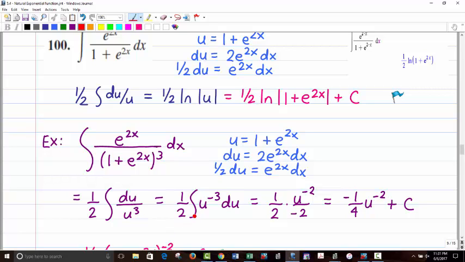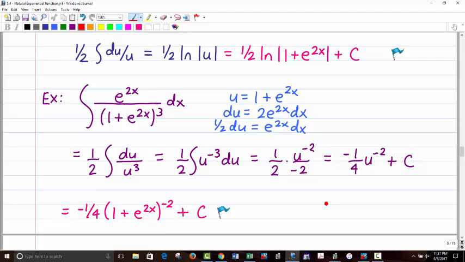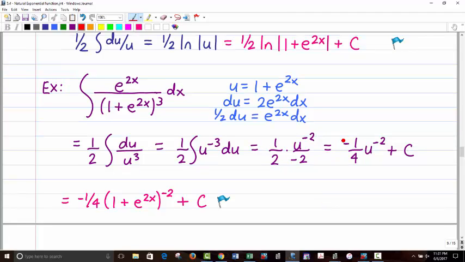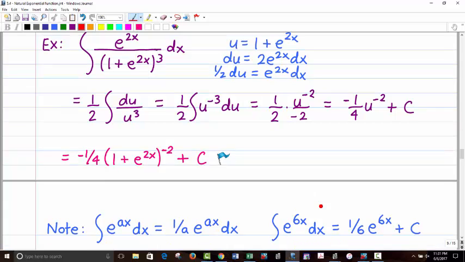Power rule. Bring that up. U to the negative 3. So then you just do the power rule. U to the negative 2 over negative 2 with a 1/2 there. So you get negative 1/4, excuse me, u to the negative 2, and substitute it back in there. So you have negative 1/4, 1 plus e to the 2x raised to the negative 2. Okay, so very good, very important that we don't automatically call any u on the bottom natural log unless it's u to the first.